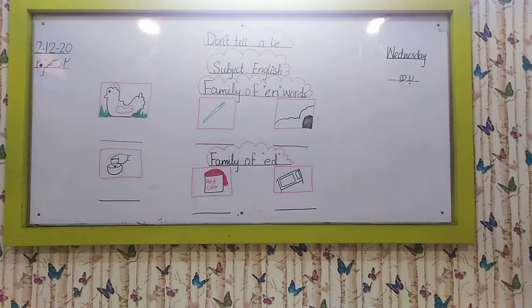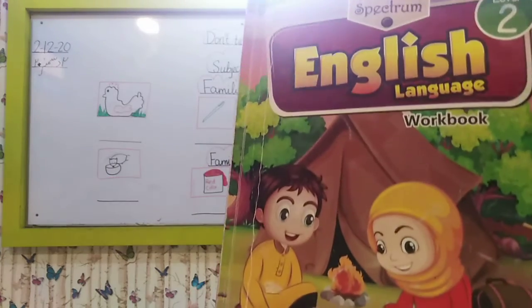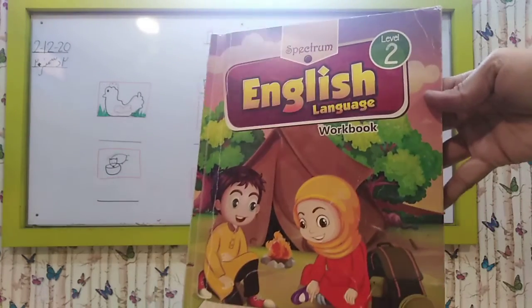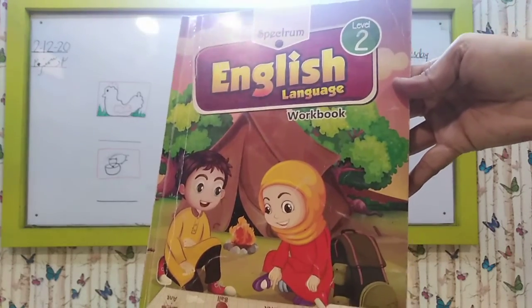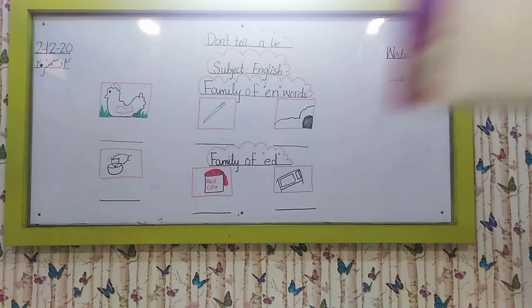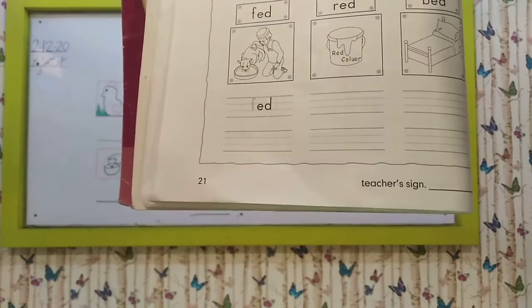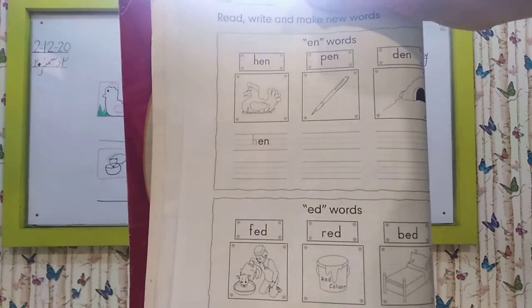Everyone take out your English language workbook. Open page number 21. Everyone take out your pencil, sharpen your pencil.